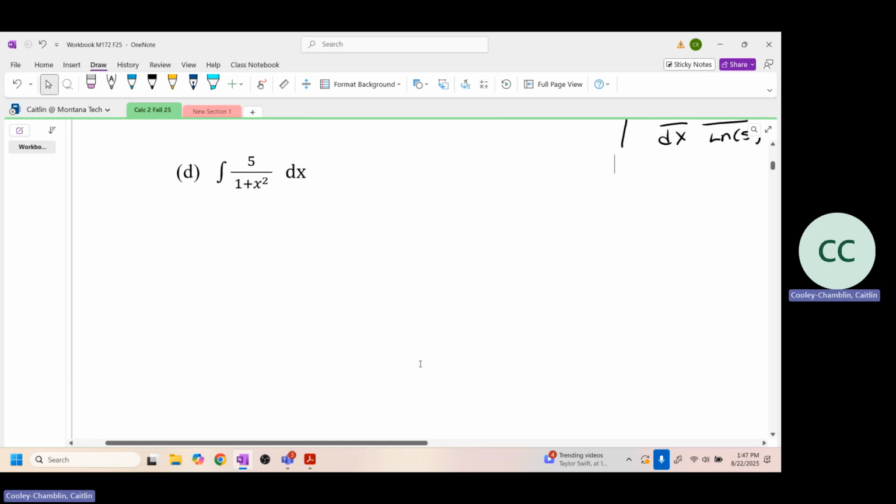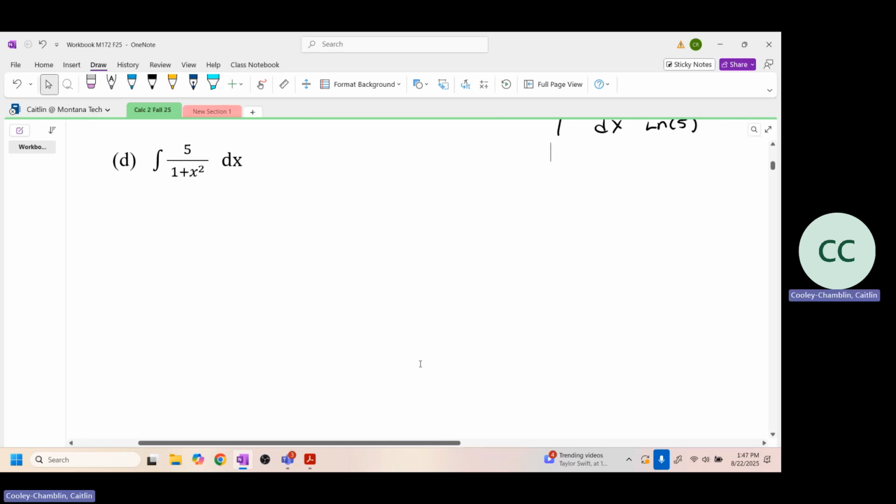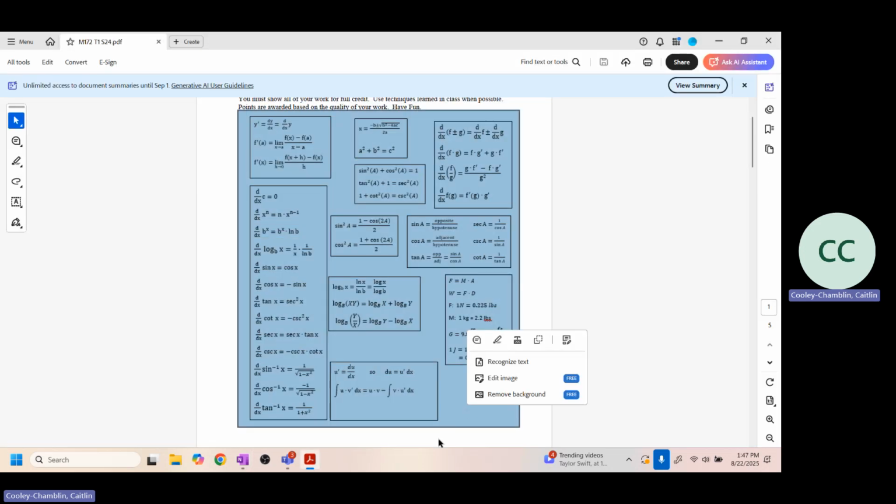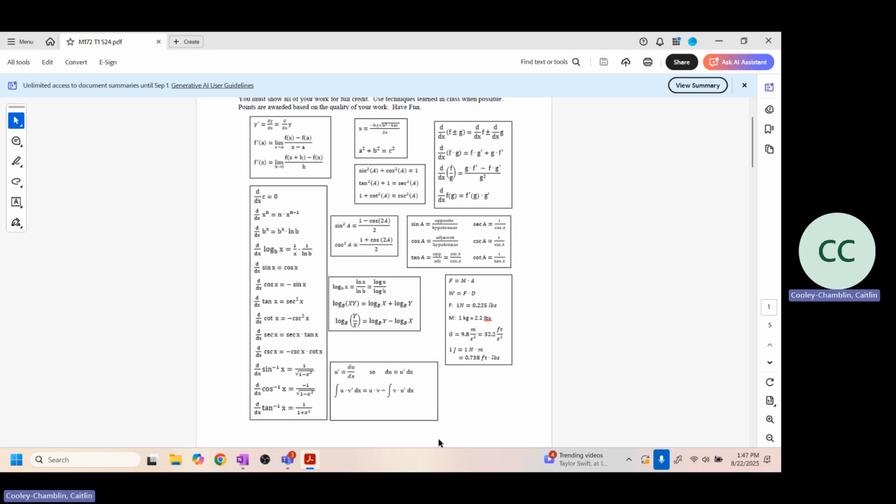So question D, go ahead and pause your computer. Try this problem. I'll bring up the formula sheet in case you want to use it. All right, so go ahead and do that.